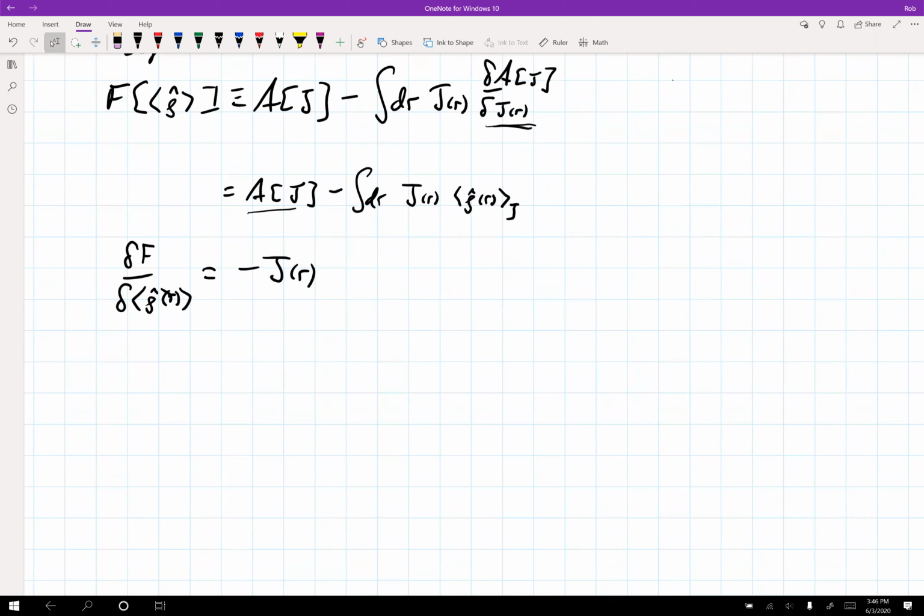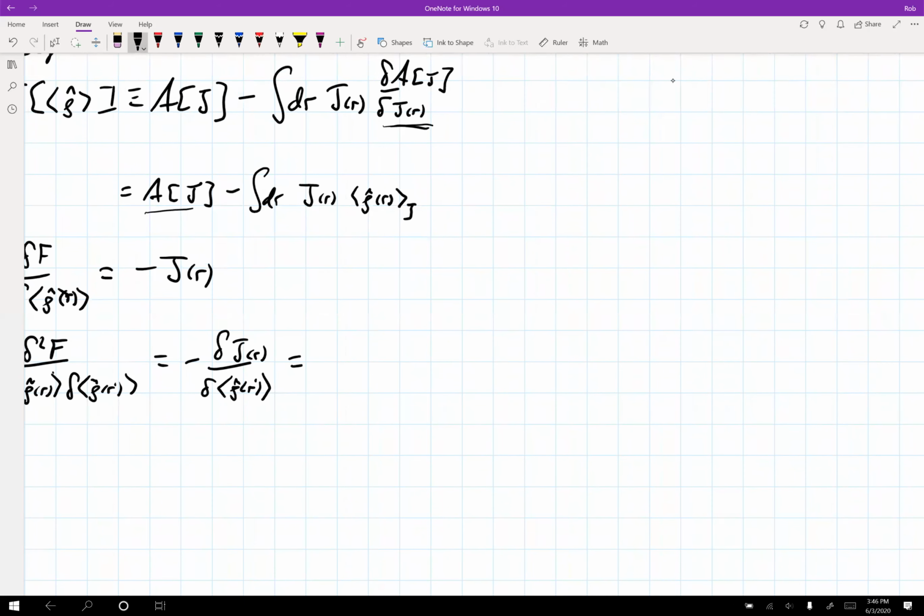All right. And the thing that's going to be useful for us, though, is that if we take a second derivative of f, so d squared f d average rho r d average rho hat r prime, because of this relationship, this is going to give us minus d j of r d average rho hat r prime. That's just using the thing from the line above. And from way above, this is going to be equal to our rho hat of r prime, right? 1 over that. And that's from that inversion property.